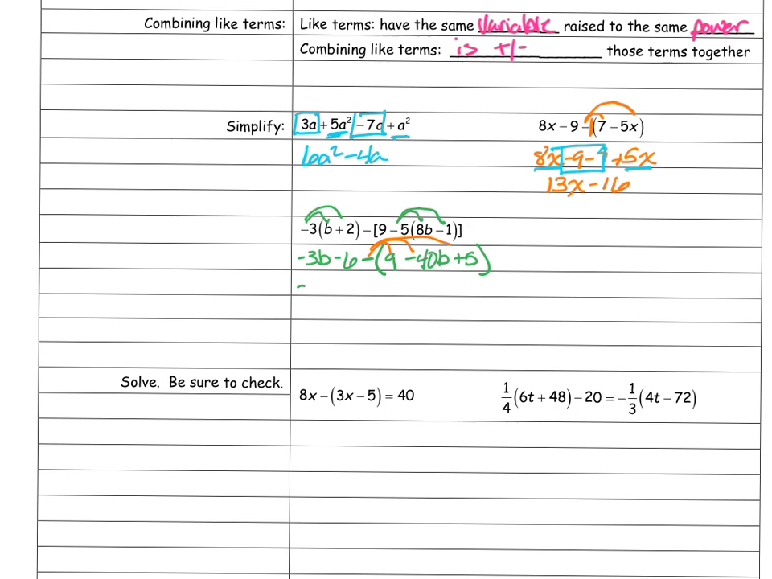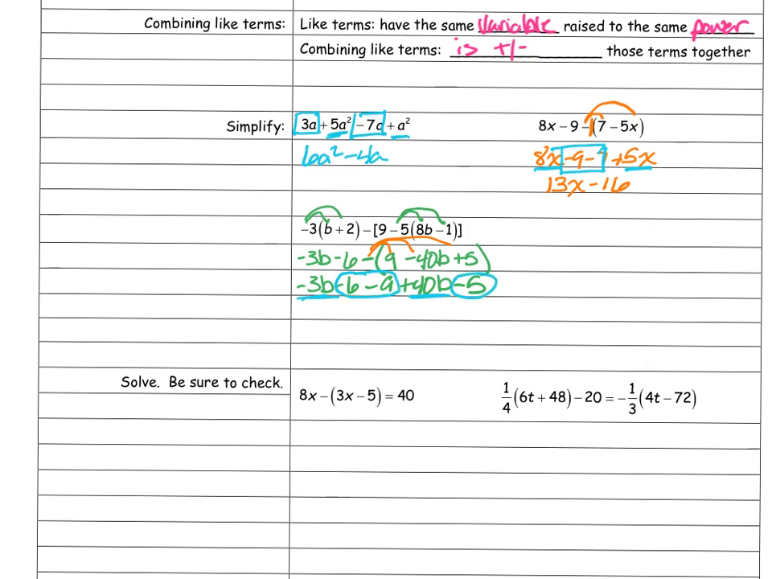So I've got -3b minus 6. Please don't forget to write down exactly what we're not multiplying by, so I have all my terms there. So -9 plus 40b minus 5. Now I'm going to find my like terms. So same variable, -3b and 40b, and then I've got my constants right here.